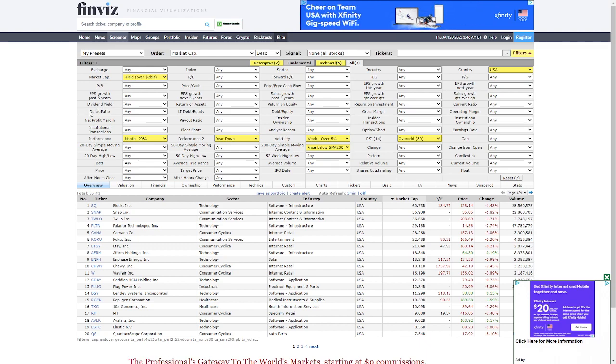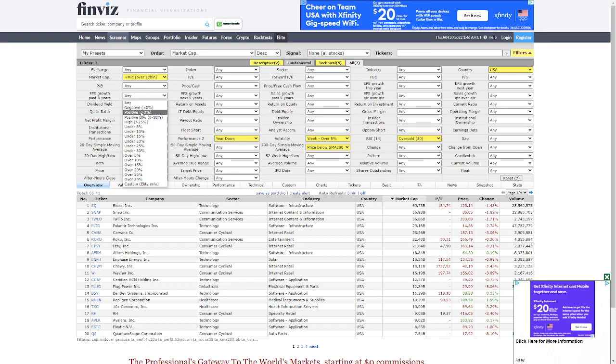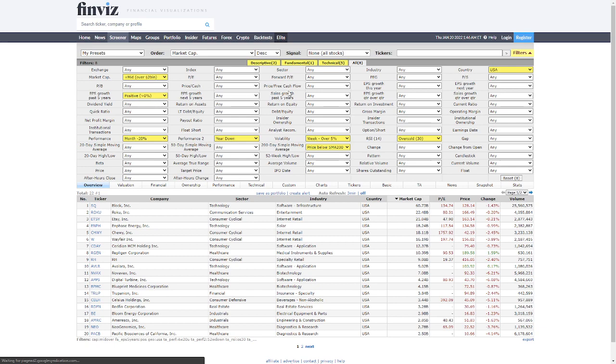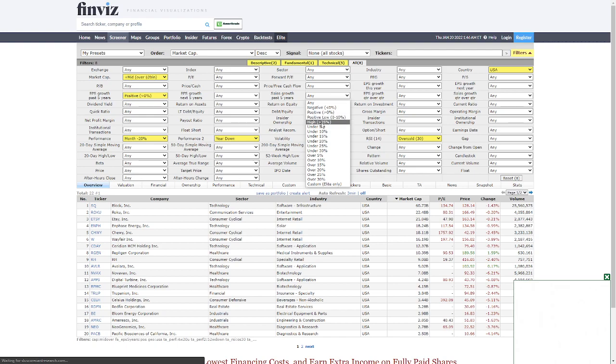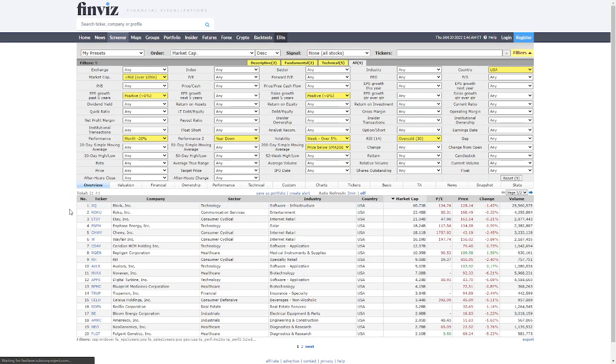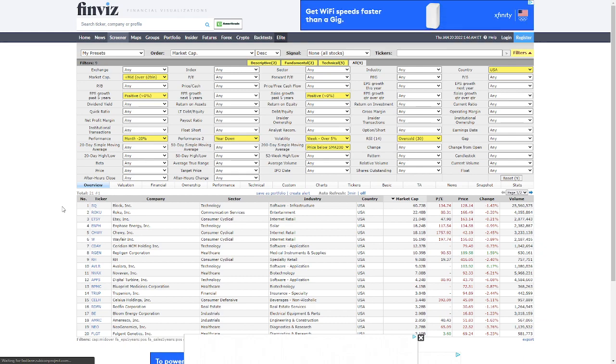But you still want a solid trading vehicle. So let's look at EPS growth past 5 years. Positive, right? Not asking for much. Sales growth. So we are left with 21 results, starting off with Square, Roku, Etsy, Enphase Energy, Chewy, Wayfair. Some stocks you should know by now.